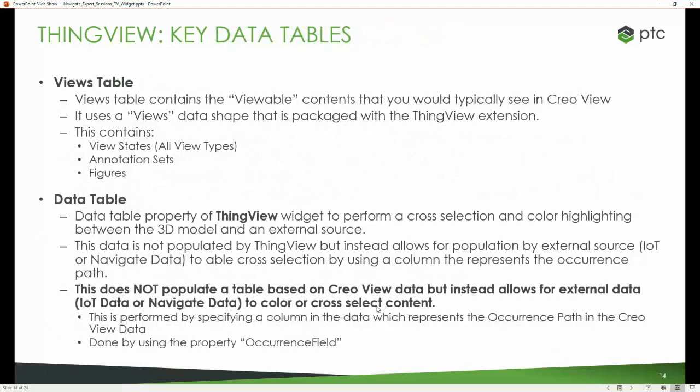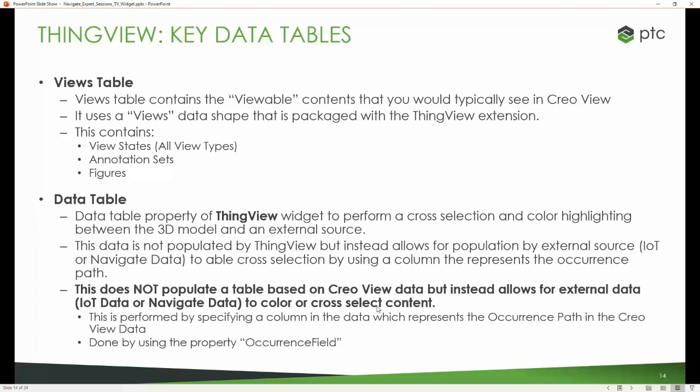So in addition to being able to tell what to view and control how you want the viewer to behave, there are a couple key data tables which are really important for building powerful mashups inside of Navigate. The first is the views table. The views table contains the viewable content that you would typically see inside of CreoView. So in CreoView, you would see these under the Viewables tab. It uses a views data shape that is packaged with the ThingView extension and is automatically available.